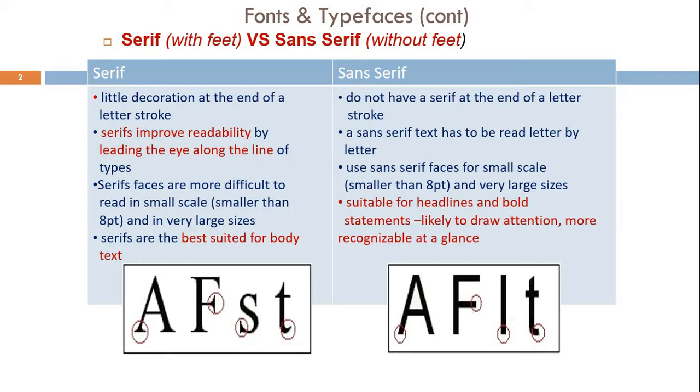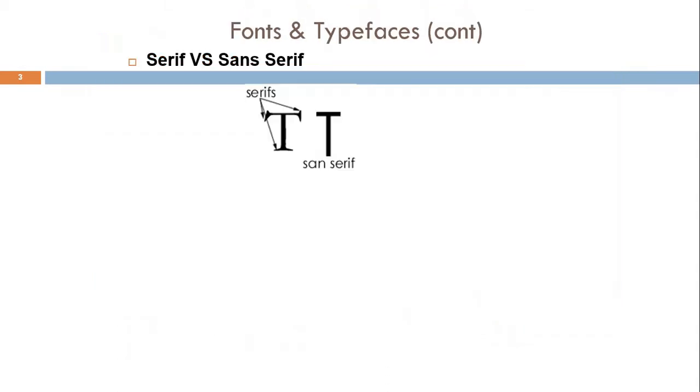Serif faces are more difficult to read at small scale, smaller than 8-point text, and in very large sizes. However, sans serif can be used for small scale, smaller than 8-point text, and very large sizes. Serif is suited for body text, while sans serif is suitable for headlines and bold statements. Likely to draw attention, more recognizable at a glance. Typography is basically word art. As a designer you may choose the best fonts that are suitable to attract the eyes of the reader.